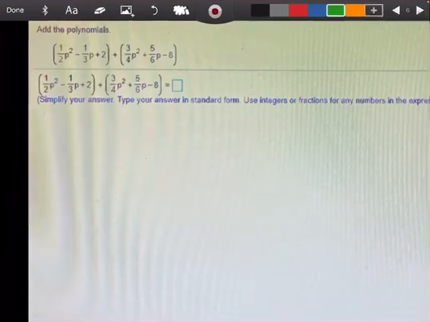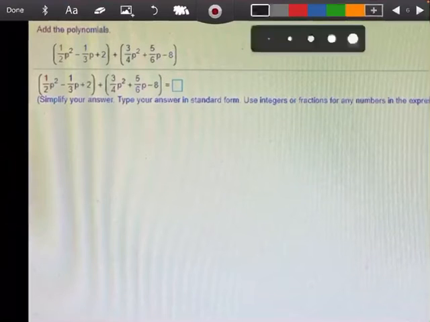Okay, so guys, this is a problem out of, I think this is going to be 4.3, and we are trying to add some polynomials together. This problem has a whole lot of fractions, so this is what's probably going to make it more challenging, but we're going to go piece by piece. Okay, so what I'm going to do first, I'm going to look at my like terms.